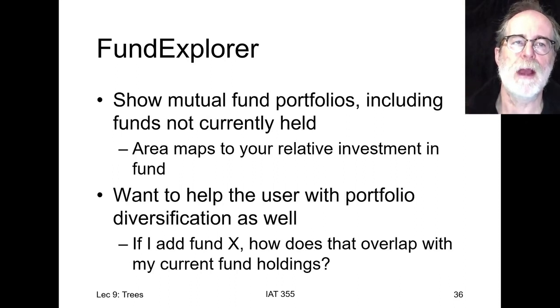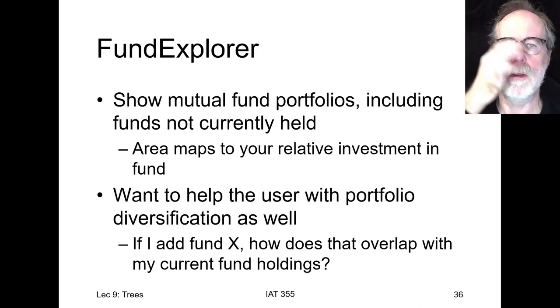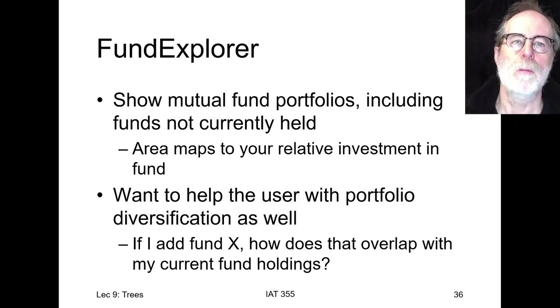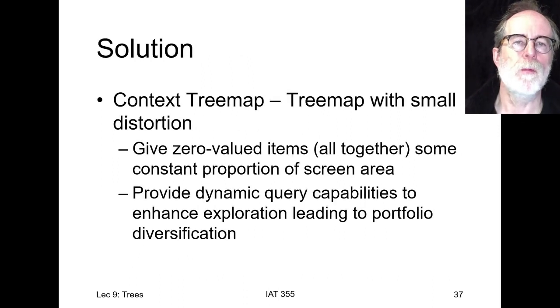If I had fund X, how much does that overlap with my current fund holdings? So diversification is a tried and true financial investment strategy. If something goes bad in the oil business, you don't want to go broke because all your stocks are in the oil company, in the oil patch. You want to spread your money around so that something going wrong in some sector of the economy doesn't destroy all your investments. So what I'm going to show is this thing called a context tree map.